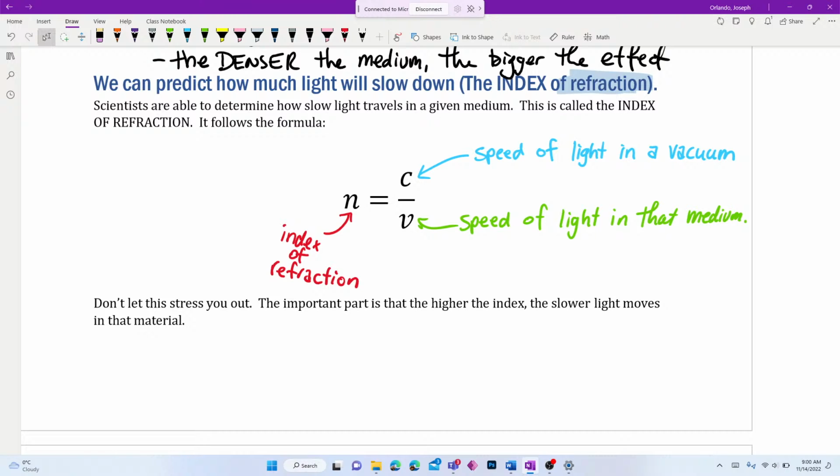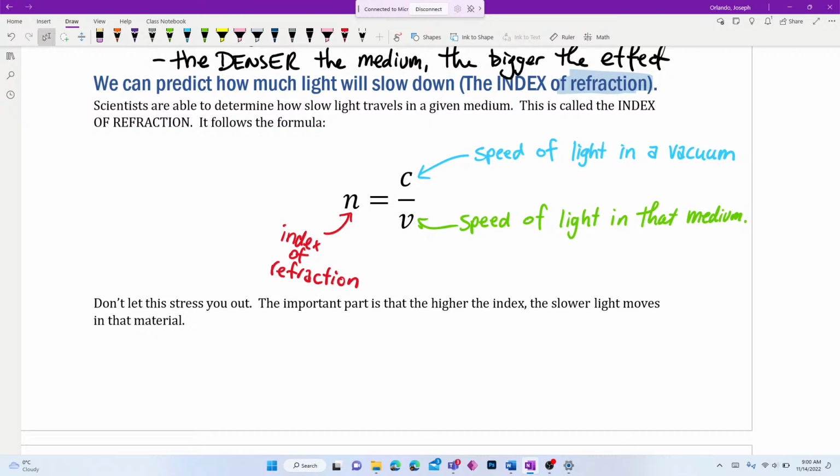If something has an index of refraction of like 1.001, it means light's barely slowing down at all. You don't have to divide its speed by much of anything to get its new speed. Does that make sense? On the other hand, if its index of refraction is like 8, that means light is slowing down to be 8 times slower than it normally is. It's slowing down a lot. Does that make sense? The bigger this number, the denser the medium, the bigger the optical effect.